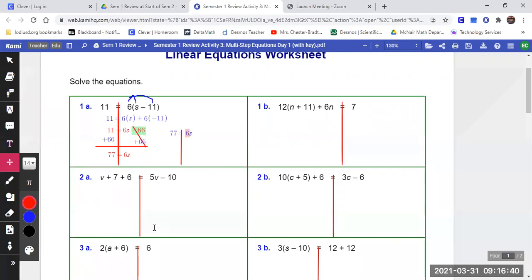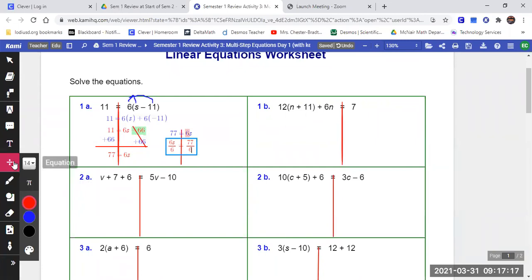Divide what by 6? Both sides by 6, yes. So at this point, because I want the letter to go first, I'm going to swap sides. Doesn't matter, I'm just flipping it over. My 6s is going to divide by 6. Always letters first. And my 77 is going to divide by 6. Just flipped it over. Didn't change anything.